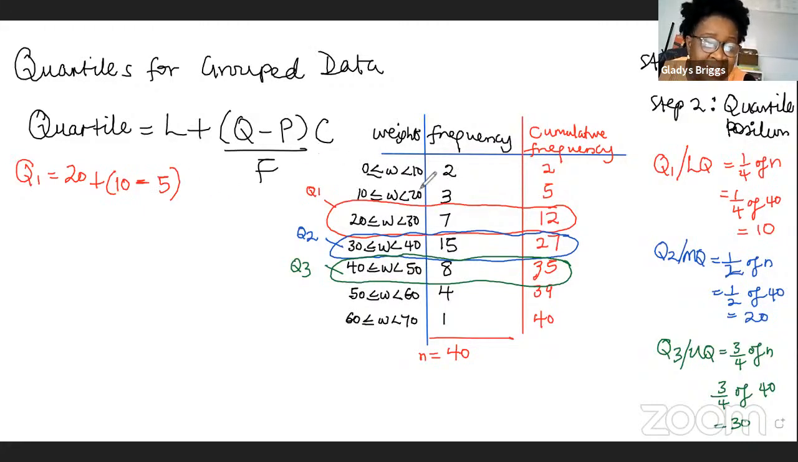C, which is the quartile class interval or the class width, 30 minus 20 is 10, over F, the class frequency. So that is 7. Okay, so you want to put this into your calculator now and work out the answer.